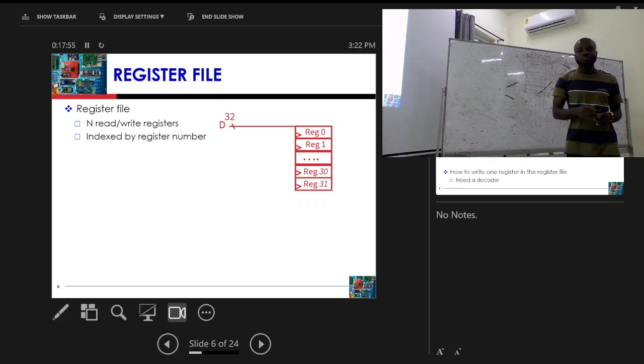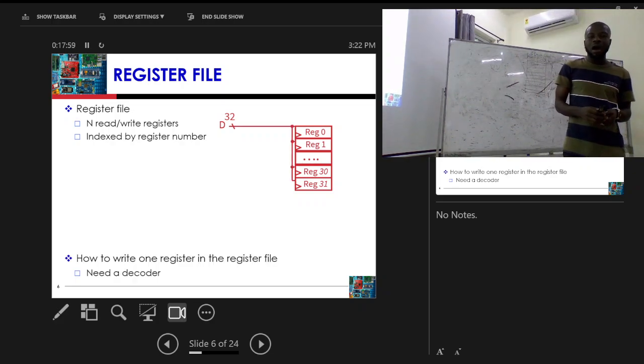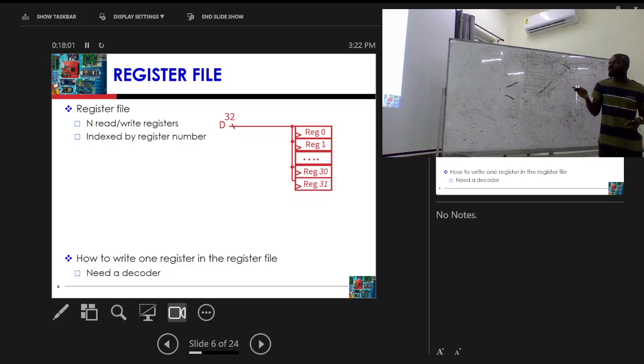Right? The D is connected to all of them. But now, how do I write to one of the locations? I don't want to write to all of them. Once I design something like this, when I put D here, right?